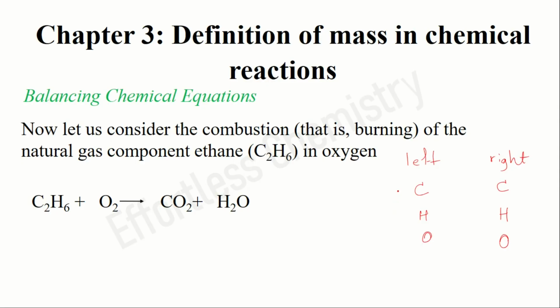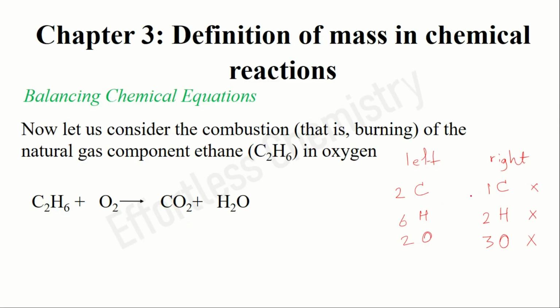For the left side, for carbon, we have 2, while for the right side, we have 1. So it's not balanced. For hydrogen, we have 6, while here we have 2. Again, it's not balanced. For the oxygen instead, wow, nothing is balanced for this equation. 2, 3. So which element do you think I should start with to balance? Since I always prefer the easiest way, I prefer to balance carbon first.